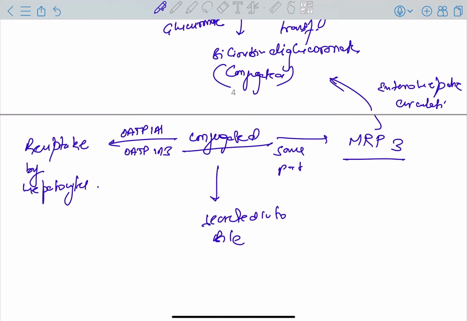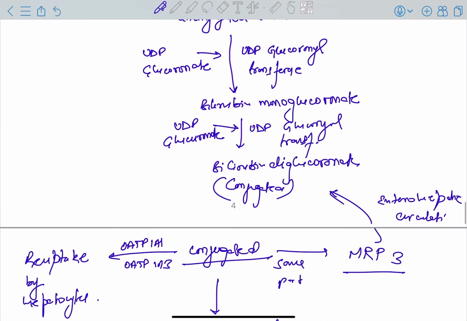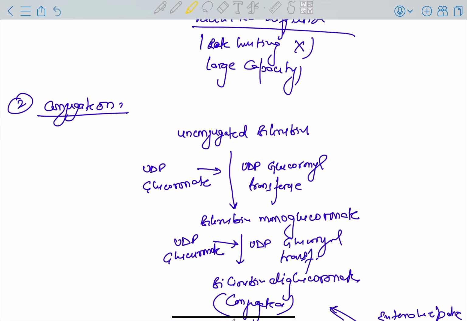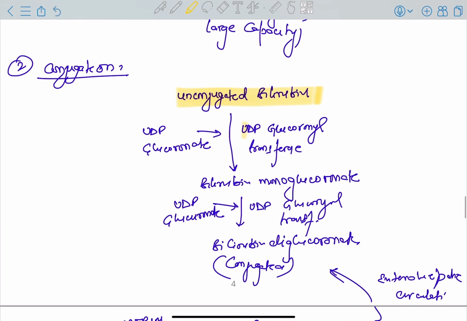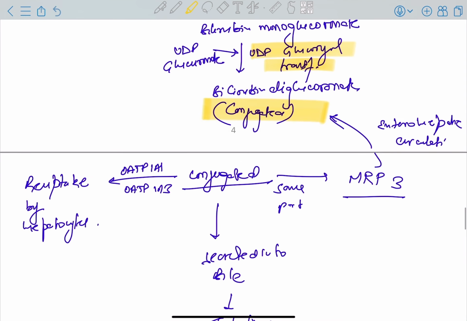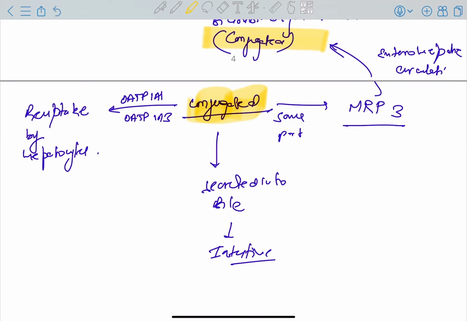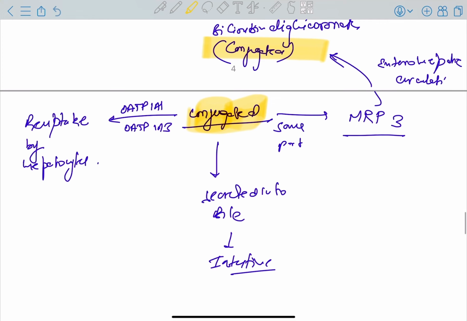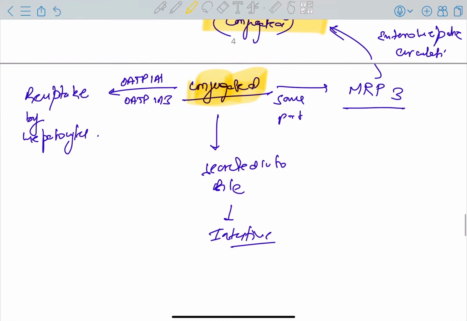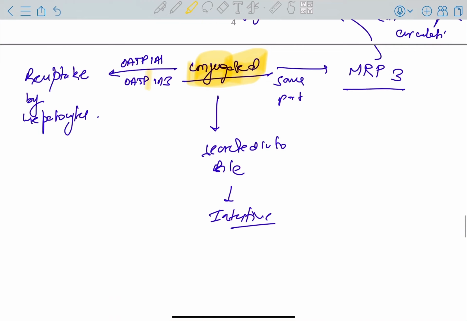Secreted into the bile, and it enters the intestine then. So basically, what happens in conjugation is unconjugated bilirubin, the same enzyme acts 2 times, UDP glucuronide transferase, to form once a monoglucuronate and then a diglucuronate. This diglucuronate is only the conjugated form. Now, this conjugated bilirubin is secreted into the bile and then into the intestine. Some part by the multidrug resistant protein 3 enters into the enterohepatic circulation, and by the organic anion transport protein 1A1 and 1B3 it is reuptaken by the hepatocytes.